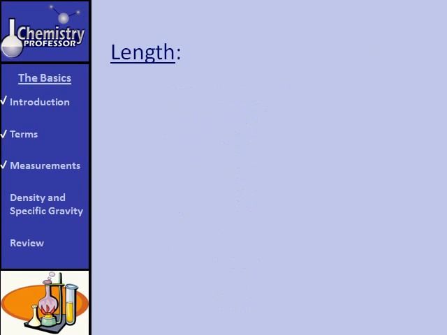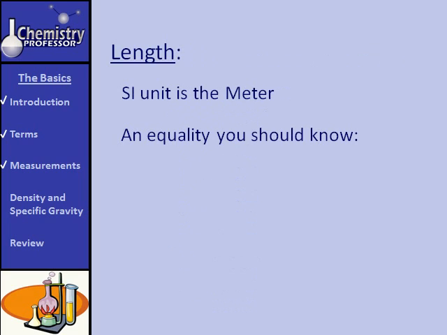Length. The International System unit for length is the meter. And there's an equality that you should know. You should know that 2.54 centimeters is exactly equal to an inch. As many zeros as you want to put past that, because that is an absolute equality. Exactly.